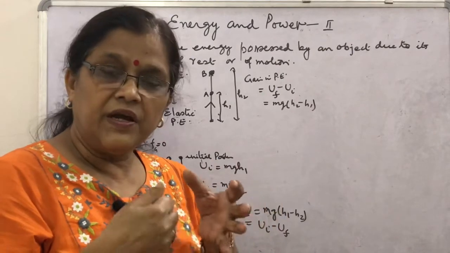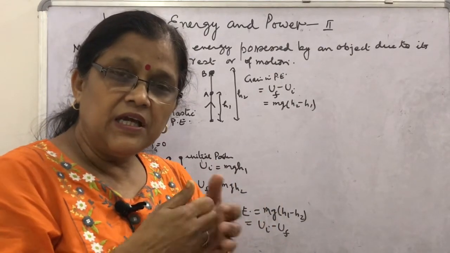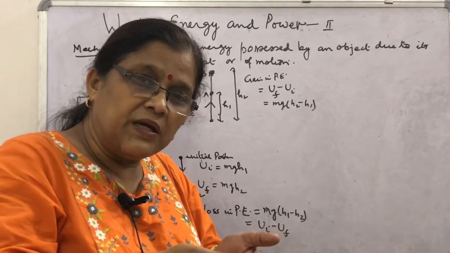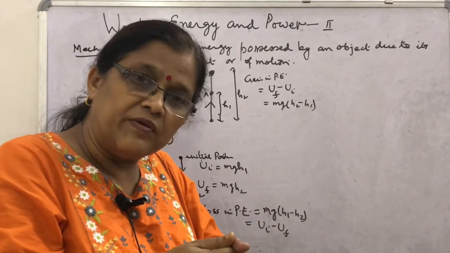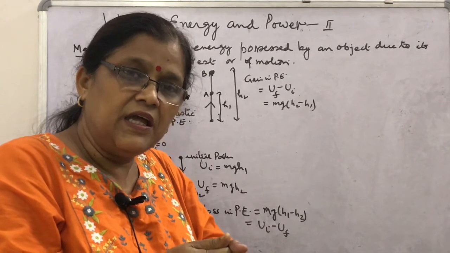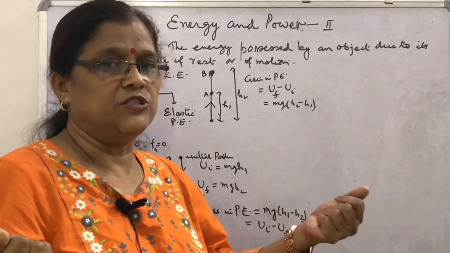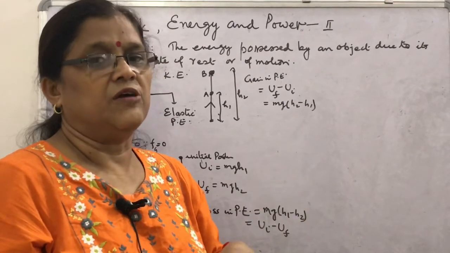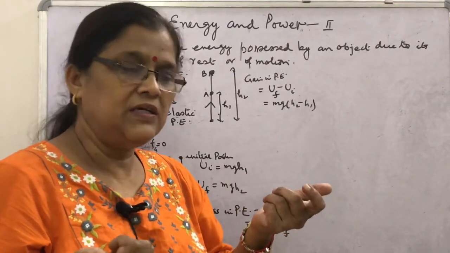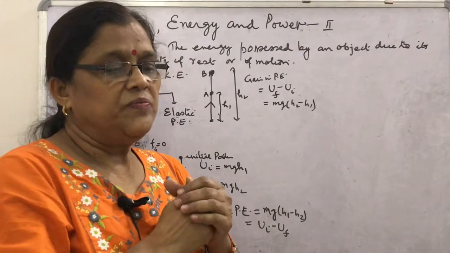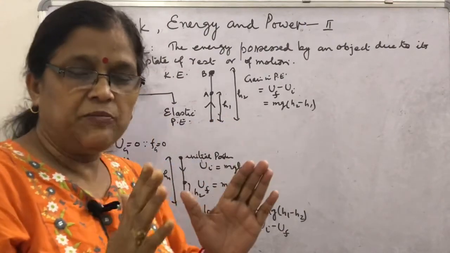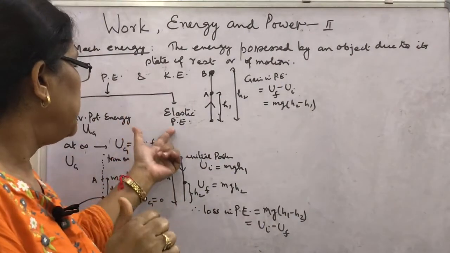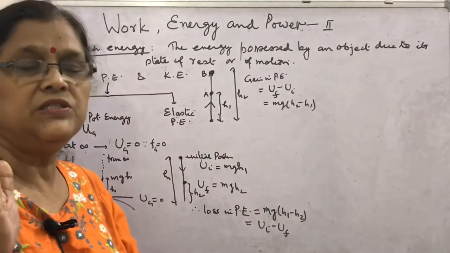How will you define elastic potential energy? Whenever the deforming force is applied, the work done by this force is stored in the form of elastic potential energy, and whenever the deforming force is removed, due to this elastic behavior the object acquires its original shape or size. So elastic potential energy and gravitational potential energy, we have seen here the two forms of potential energy.